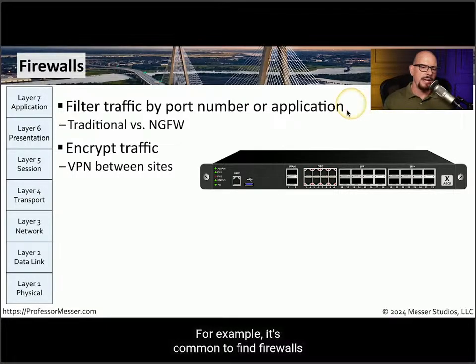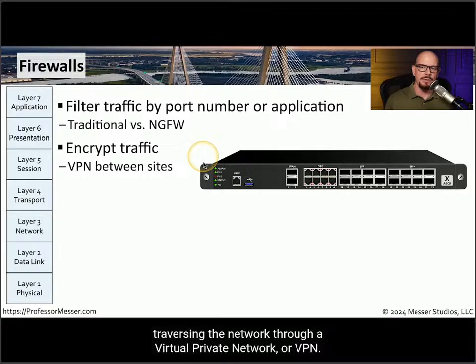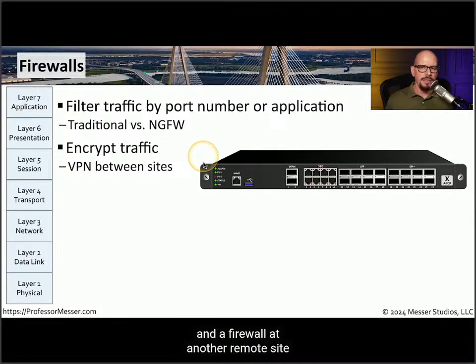Most firewalls also have additional functionality. For example, it's common to find firewalls that will allow us to encrypt traffic traversing the network through a virtual private network or VPN. It's very common to have a firewall at one remote site and a firewall at another remote site and be able to create an encrypted tunnel between those firewalls using this VPN functionality.